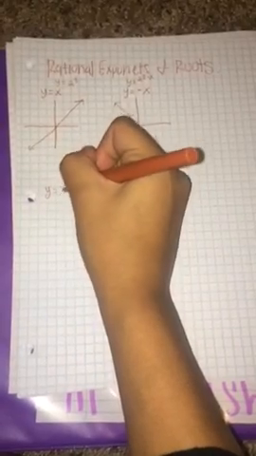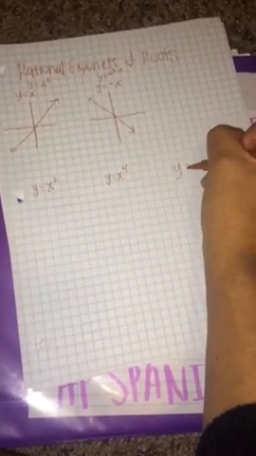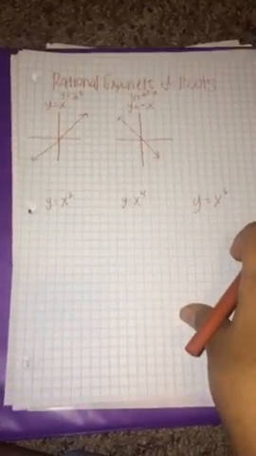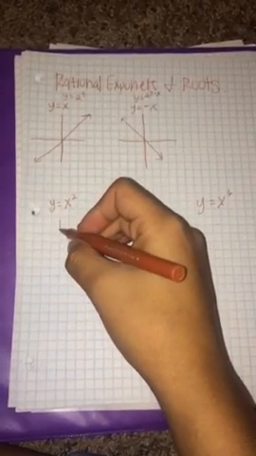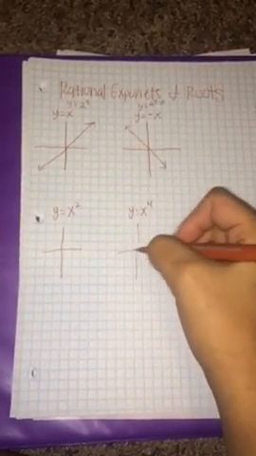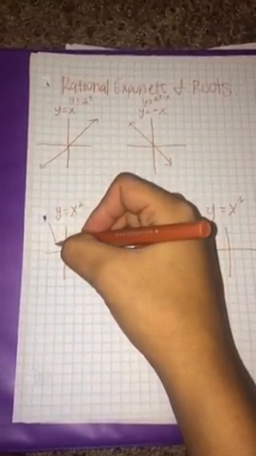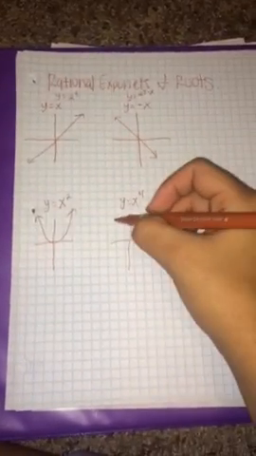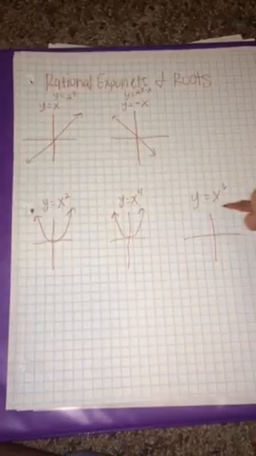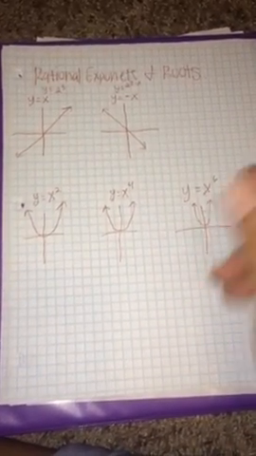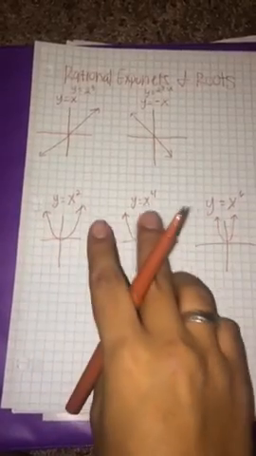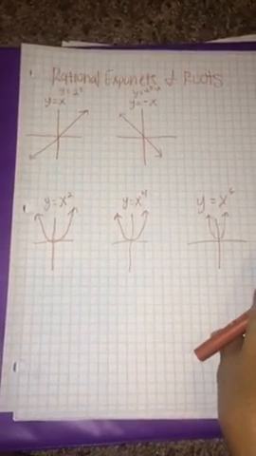Now, say we had an exponent on there. Let's take, for example, y equals x squared, y equals x fourth, and y equals x to the power of 6. So if we were to graph this, just going to do a little quick sketch, nothing perfect. If we were to graph this, we see that this one's like so. This one's like so. And this one's like so. So we can see that it's getting narrower. It's getting more narrower.